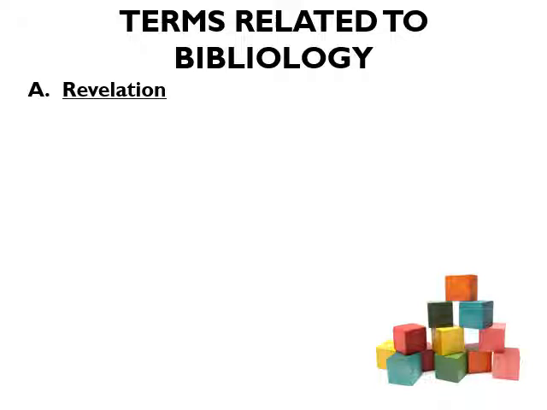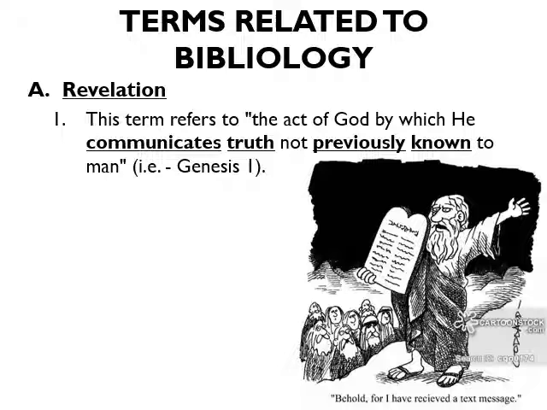Letter A, the first term we're going to look at is the term called revelation. Number 1, this term refers to the act of God by which he communicates truth not previously known to man. An example of this is in Genesis 1. No one was there when God created everything, so he must have revealed it to someone. In this case, it's Moses. This was probably first done orally to Adam and on, and then formally done in the writing of the Pentateuch.